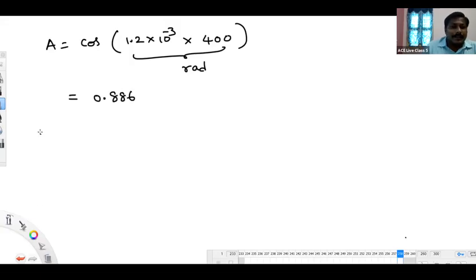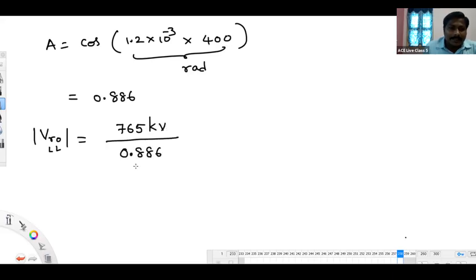Now you can say VR0 line to line magnitude is equal to VS line to line magnitude, 765 kV, divided by parameter A, 0.886. How much is this? Please tell me. It is 862.46 kV. That's the no load voltage line to line.